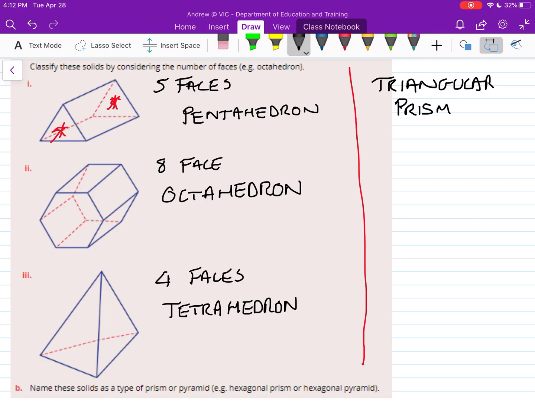Okay, our next one, we've got 2 of these ends again. Okay, so this is also going to be a prism. Now we just need to figure out what kind of shape is on the end of it. Okay, so we can just work it out, we've got 1, 2, 3, 4, 5, 6 sides, so that's a hexagon. So this is going to be a hexagonal prism.